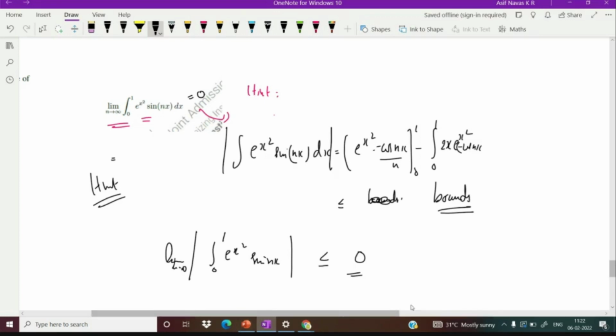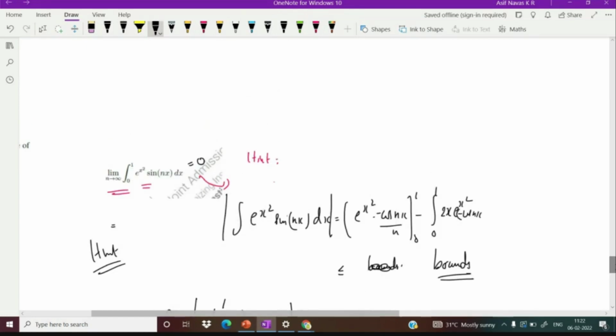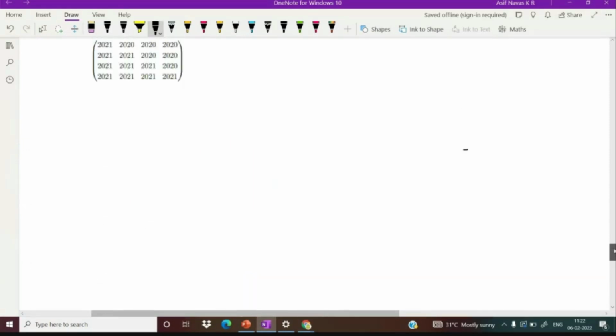For this question, the important thing is that in such questions you cannot use a direct limit, and you also cannot take the limit inside. There is no option. So what you have to do is integrate that, and then if you can make some bounds, you can do this problem. Okay, there are a few other questions. They will go very fast.